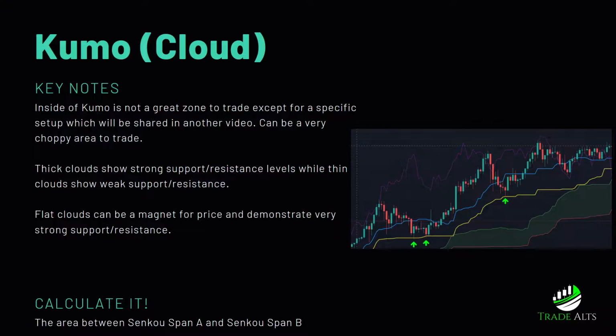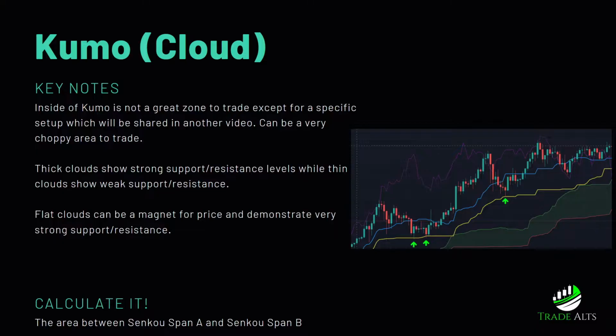Basically, the Kumo itself, you can see here, it's not a great zone to trade when you're in the Kumo or inside the cloud, except for there's a specific setup called the edge-to-edge setup, which I'm going to do in a different video very soon. And it can be a very choppy area to trade. So for those of you right now who are trading, especially using Ichimoku on Bitcoin, you can understand where I'm coming from with that, where when price enters the cloud, it's definitely a higher risk area to trade, right? Which we can go over a little bit later.